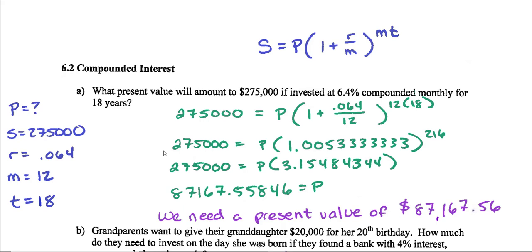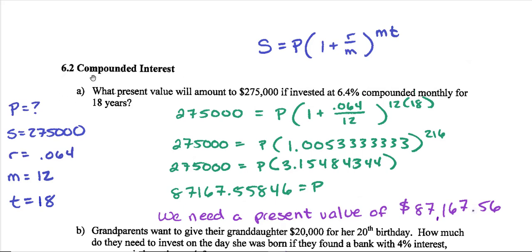Let's go over the solutions to the compound interest exercises. I'll remind you what the future value with compounding interest formula looks like. It's S, your future value, equals P, your principal amount, times 1 plus R, your interest rate, over M, number of compounds per year, all raised to the M, number of compounds per year, times T, number of years. What present value will amount to $275,000 if invested at 6.4% compounded monthly for 18 years?